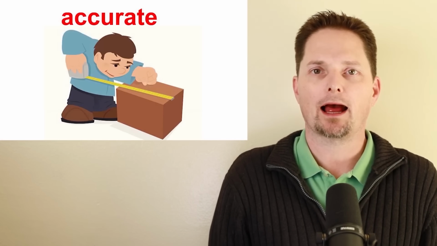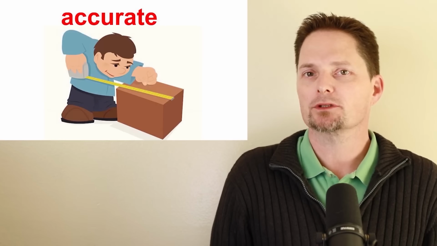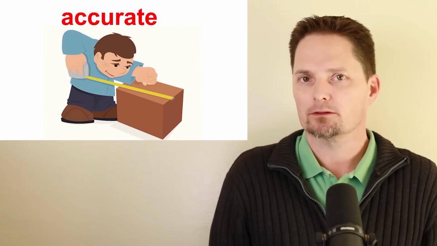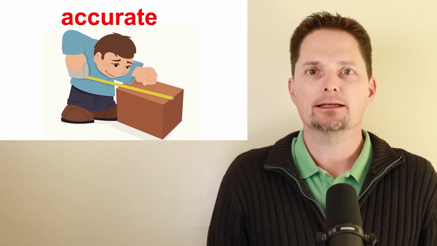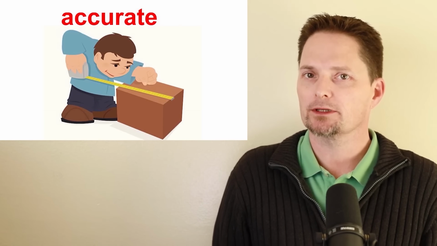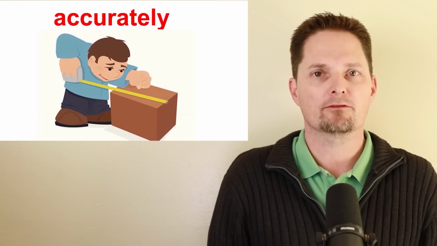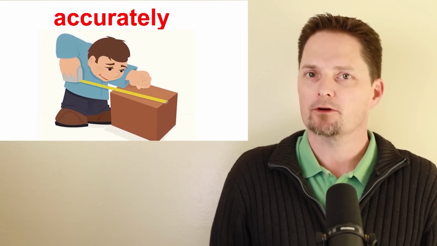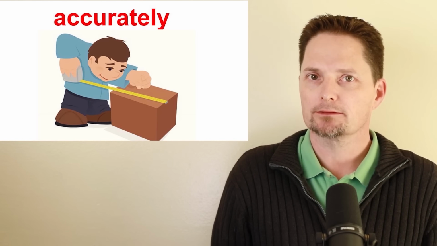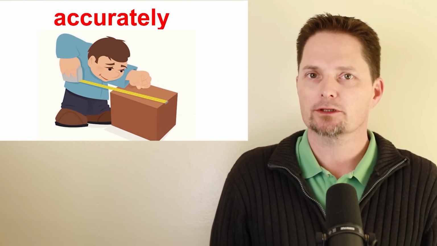Our next word is accurate. Accurate means precise, exact. When taking a measurement or measuring, you need to be accurate. He is always accurate when he measures. When he takes a measurement, he's very accurate. We use accurately when we describe a verb. He is measuring the box. He is accurately measuring the box.